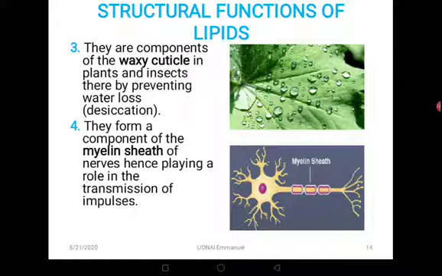They form components of the myelin sheath of the nerves, hence playing a role in transmission of impulses. In coordination, we looked at the structures of the neurons. You realize that there is a part called the myelin sheath, which is made up of fat, which is a very good component in the transmission of impulses.